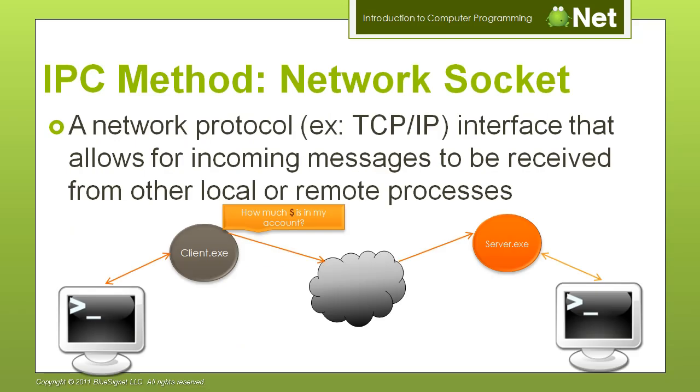Here's an example of an IPC method with a network socket. Now, this kind of differs from the database example in a very fundamental way, because there's no intermediary. What's happening here is we're sending a transmission over some sort of a network protocol like TCP/IP, and we're sending a message to a server program that will respond back to you with a response. So in this example, our computer is running client.exe. And we're going to send a message to server.exe that's asking how much money is in my account. So we're checking our bank account.